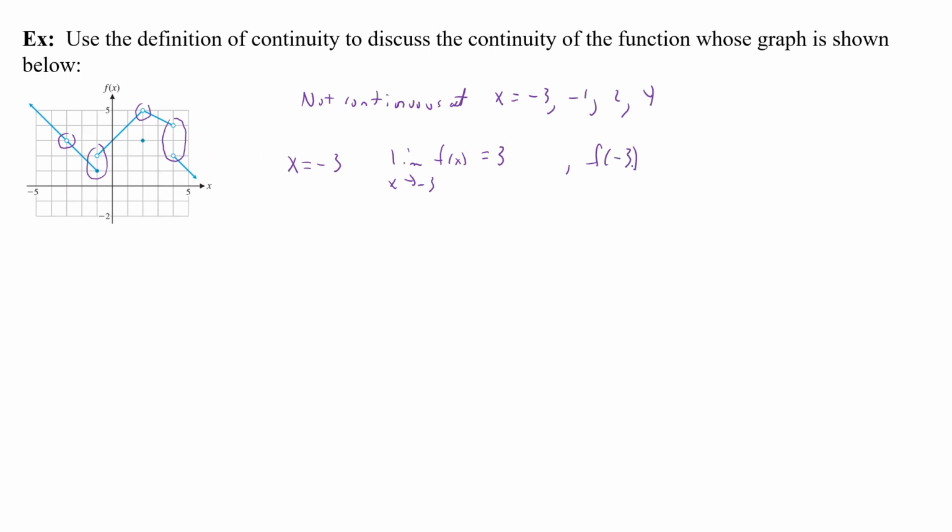But what is f of -3? Well, it doesn't exist because we have an open spot there. So that does not exist, and this is why it's discontinuous at that point.